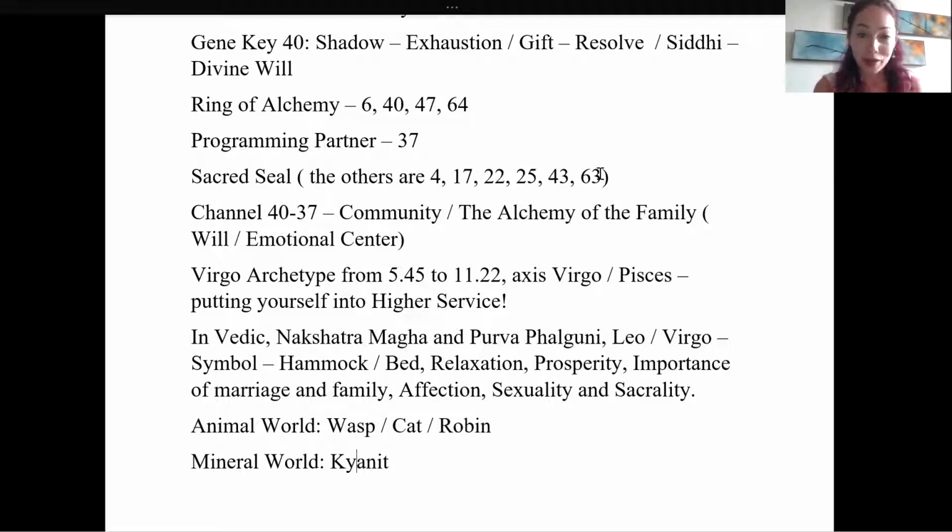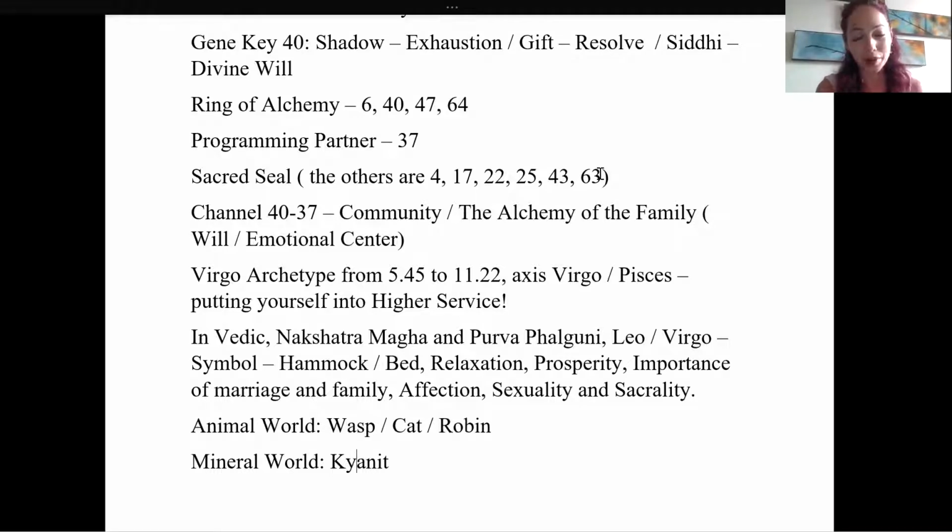If we talk about the astrological part, it is in the European system a Virgo archetype, goes from 5°45' to 11°22' degrees of Virgo, and it is based on this Virgo Pisces axis. From my point of view, this is very much related to putting yourself into higher service. And here I come back to what I was saying in the beginning, the holy work.